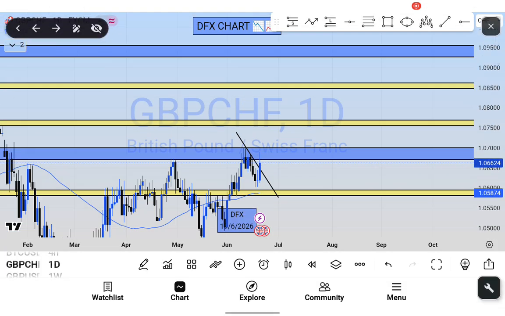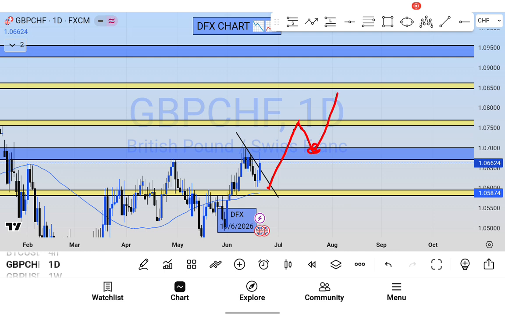If you notice, if we are breaking above this blue zone, that means we are breaking a weekly resistance. So once we break above, then our overall target will be the next weekly resistance.